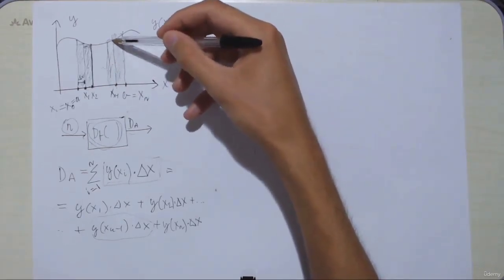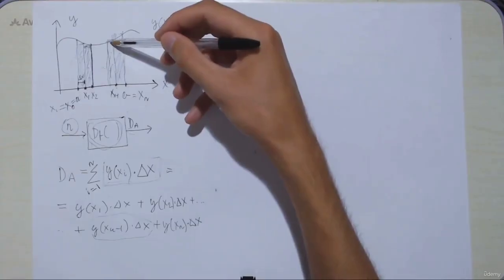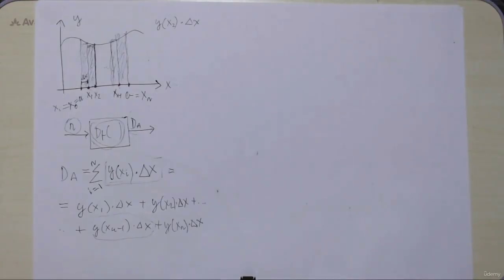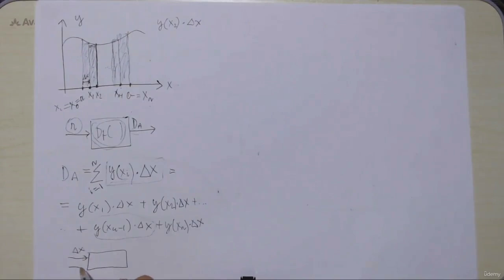Xn minus 1 times delta x, it goes to the left, and then that's how I will get my discrete area. But right now my discrete area is not a function of n, it's a function of delta x and then xi, right? So right now I have delta x, and then I have some xi, and then I have this function here, which is y at xi times delta x, and then I get my discrete area. Okay?